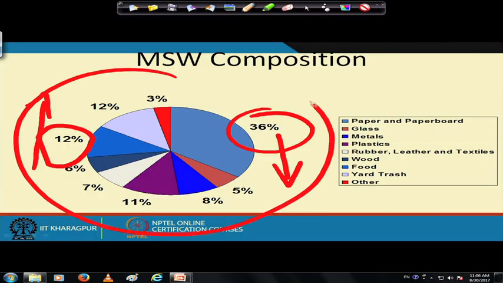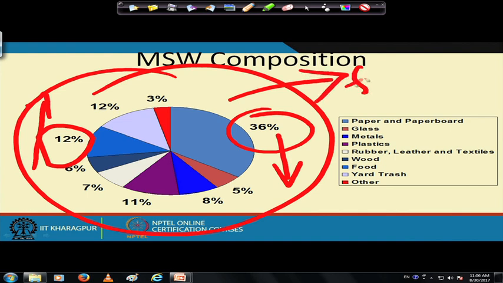So this pie chart is a dynamic pie chart in the Indian context. You need to look at the pie chart based on where the sample has been taken. That is very, very important: where the sample has been taken from.